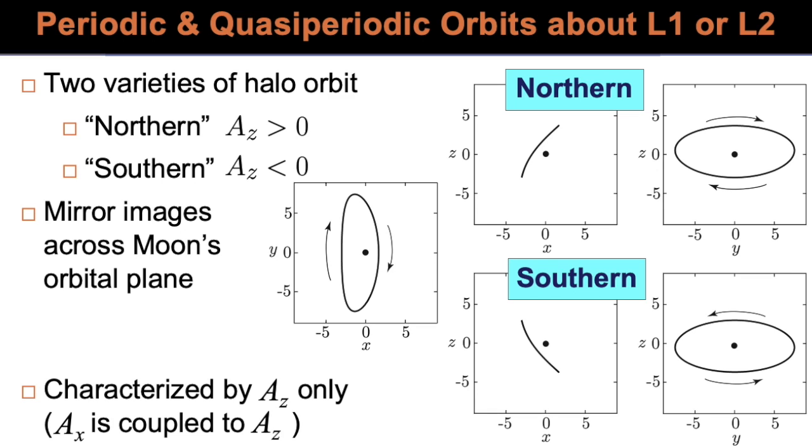They also come in different varieties. There's northern and southern. Northern spend time above the moon's orbital plane. The southern are below. There's the moon's orbital plane. And they're mirror images across the moon's orbital plane. They're characterized only by the AZ amplitude, since AX is coupled to AZ for these orbits.